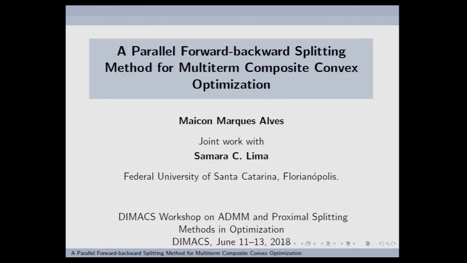The title is about forward-backward splitting for multi-term composite convex optimization, and so on. But I'm going to talk about maximal monotone operators, proximal point methods, and inexact proximal point methods, and some contributions that we have in this direction.